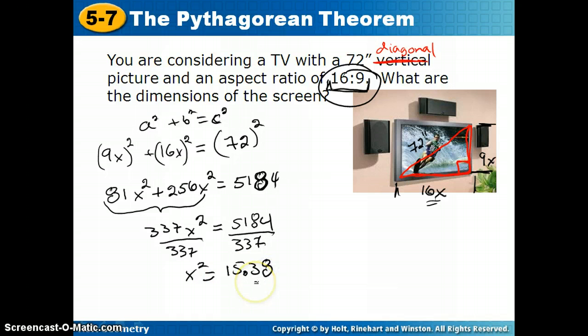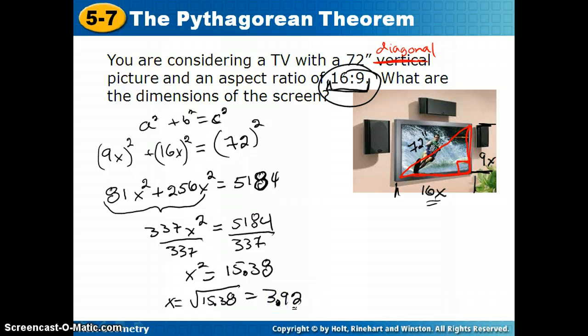Now, story problems, you don't need to worry about simplified radical form unless they tell you. It's pretty safe to assume if we're using an application, you can go straight to a decimal. And now I take the square root. X is the square root of 15.38, which my calculator tells me is 3.92.